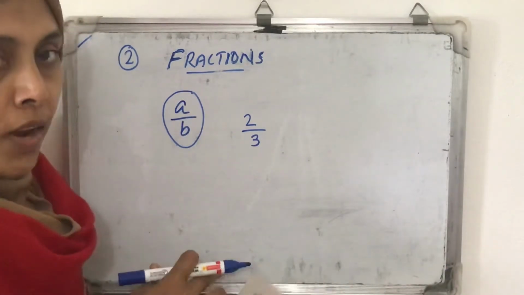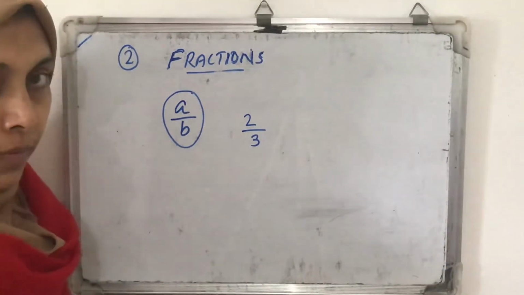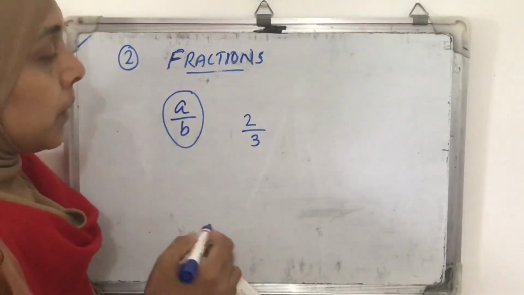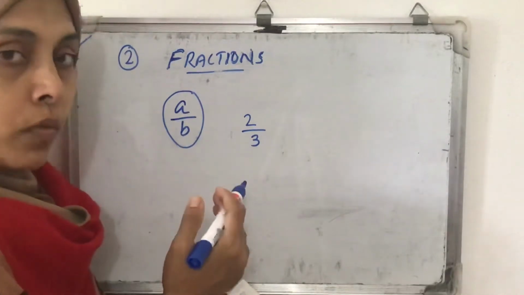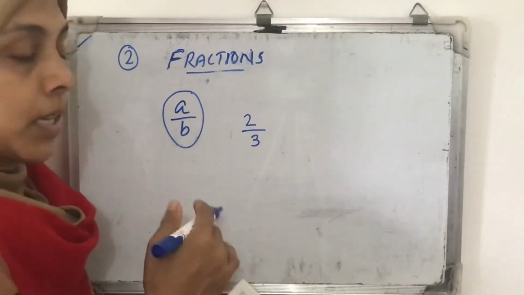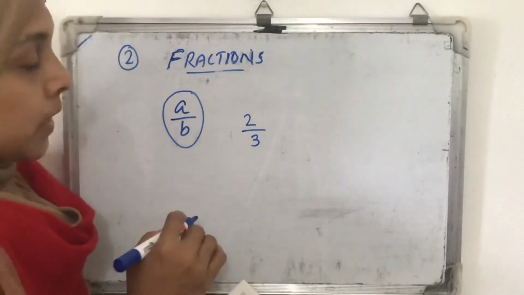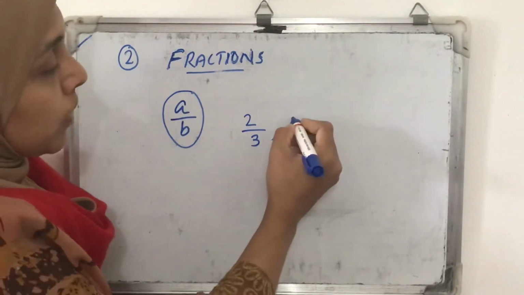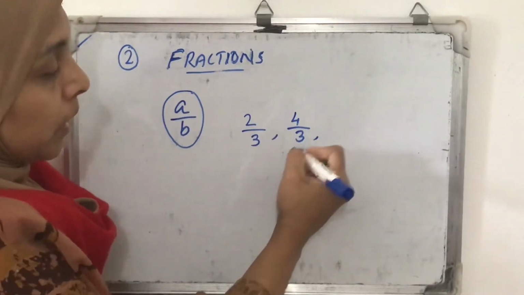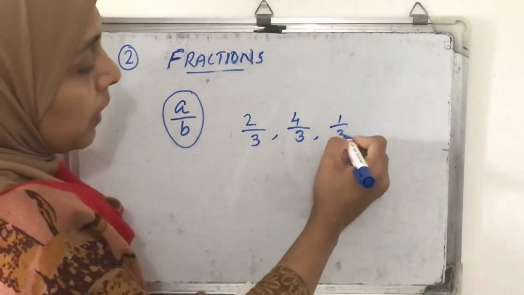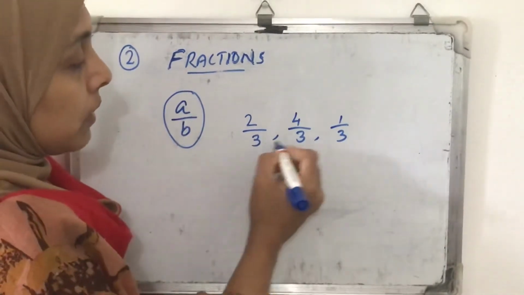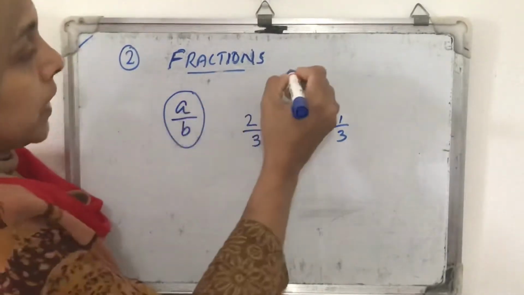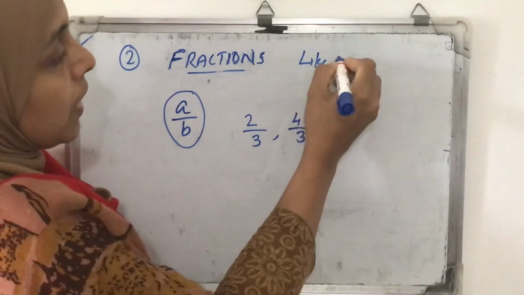Then different types of fractions you also studied in lower classes. Which are they? The first one is like fractions. Like fractions means if the denominators of the fractions are the same, such fractions are called like fractions. For example, for 2 by 3 we can take one like fraction, 4 by 3. Another one, 1 by 3. Here all these fractions have the same denominators, so such fractions are called like fractions. So first we discussed like fractions.